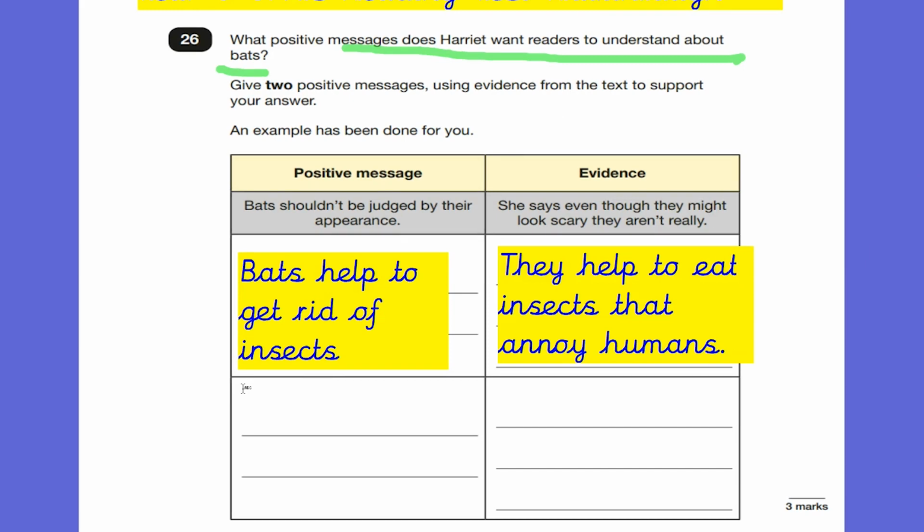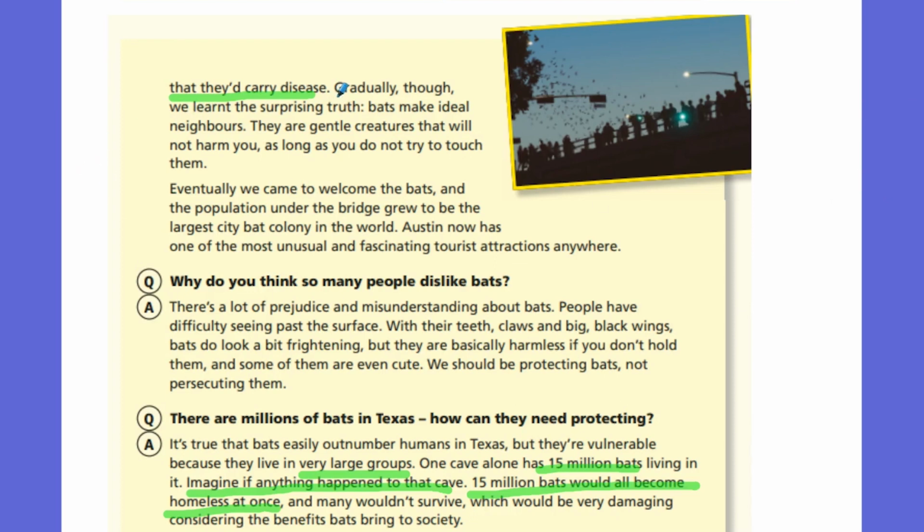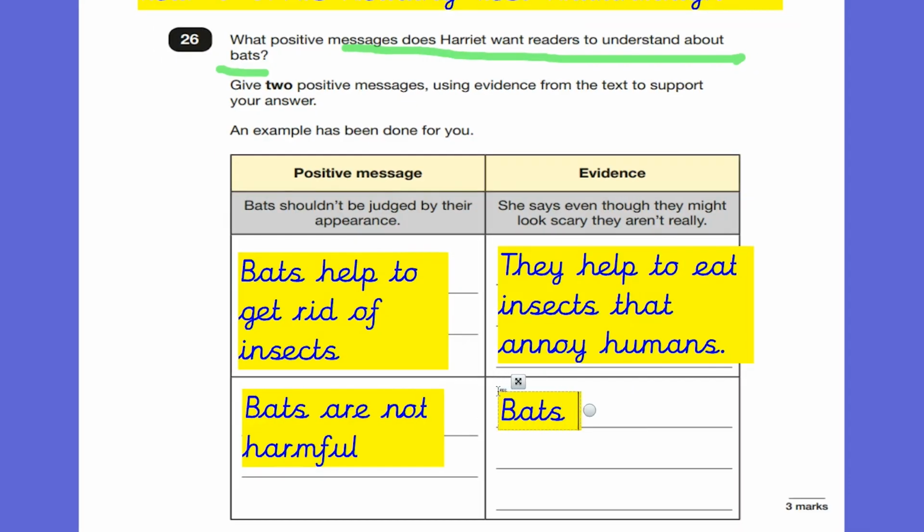bats are not harmful. So bats are not harmful. And how do we know that? Well, let's go back to the text and have a look for some evidence. Gradually, though, so here it says that they were worried about them carrying diseases. Gradually, we learned that surprising truth. Bats make ideal neighbours. They are gentle creatures that will not harm you as long as you do not try to touch them. So they're actually gentle creatures, which is evidence suggesting that they're not there to hurt humans and they're not dangerous. So our evidence could be bats are gentle creatures.